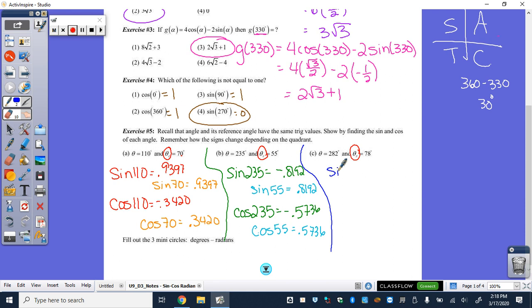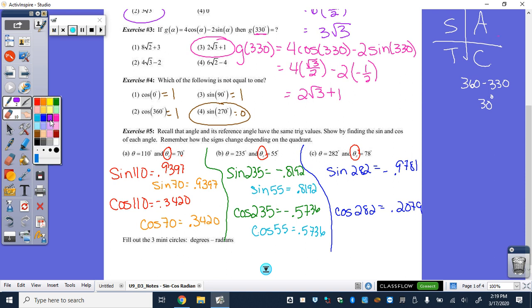Then over here, sine of 282, negative 0.9781. Here in the fourth quadrant, cosine is positive. Again, our reference angle, same decimal, different value for sine. For cosine, it's going to be exactly the same. So, even though these aren't our specific ones that we use, the 30, 45, or the 60, everything else still works the same.